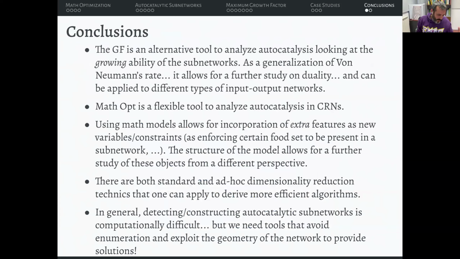So I think that all the things in the conclusion I told you before. The math optimization is a flexible framework to analyze this type of thing. There is a lot of work to do to provide efficient algorithms for detecting and constructing autocatalytic subnetworks. Also, we wanted to analyze some time ago with Praful and some people from Madison how to incorporate mass action kinetics into the problem of finding the flows for autocatalytic subnetworks. That's something which is really challenging, and we are trying to analyze it.